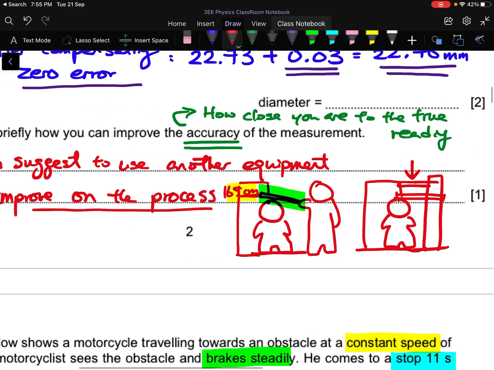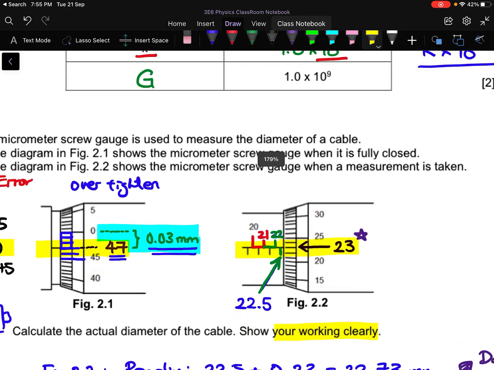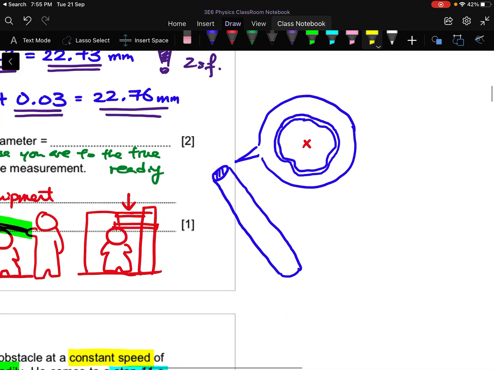So once you get the idea, here you are actually using the micrometer screw gauge to measure the diameter of the cable. A cable looks round, right? But actually, if you zoom into this part, a cable may not be perfectly round. So even if you use a micrometer screw gauge and you close the jaw around it, let's say these are the two jaws of the micrometer screw gauge, you will get one diameter over here, right?